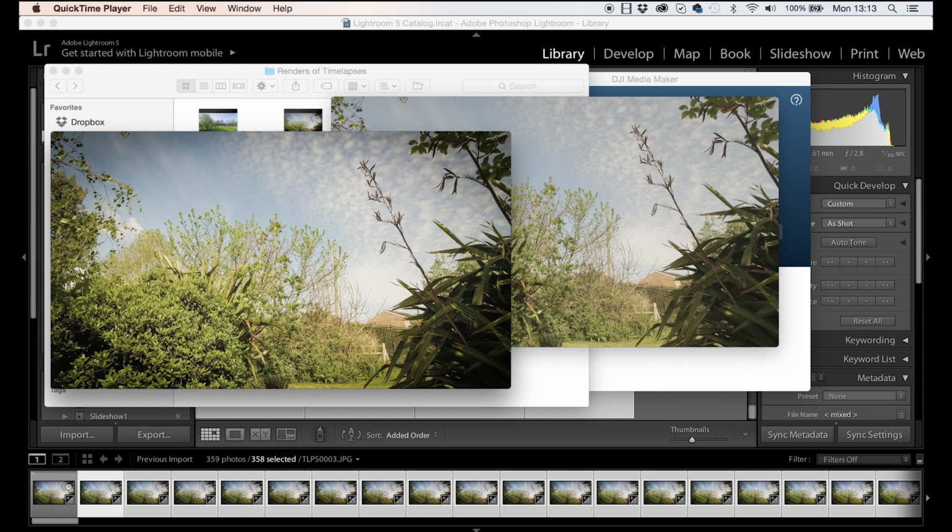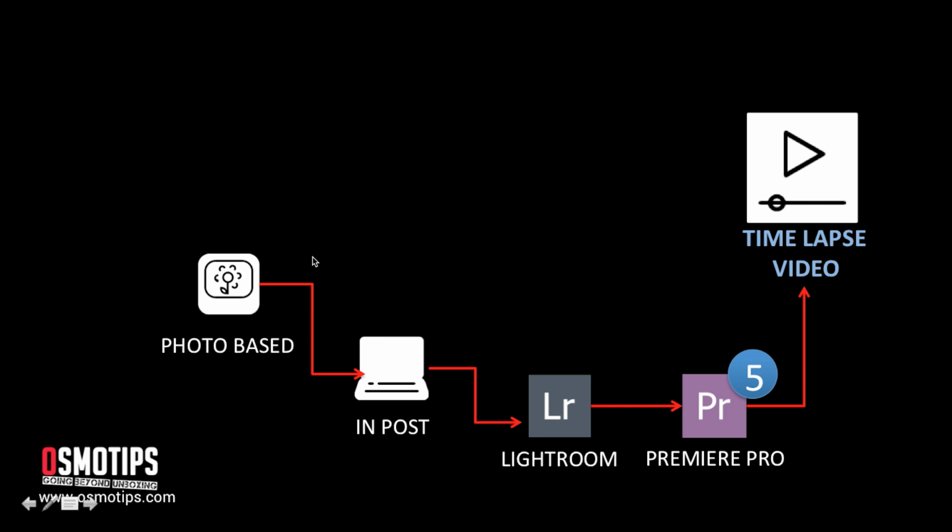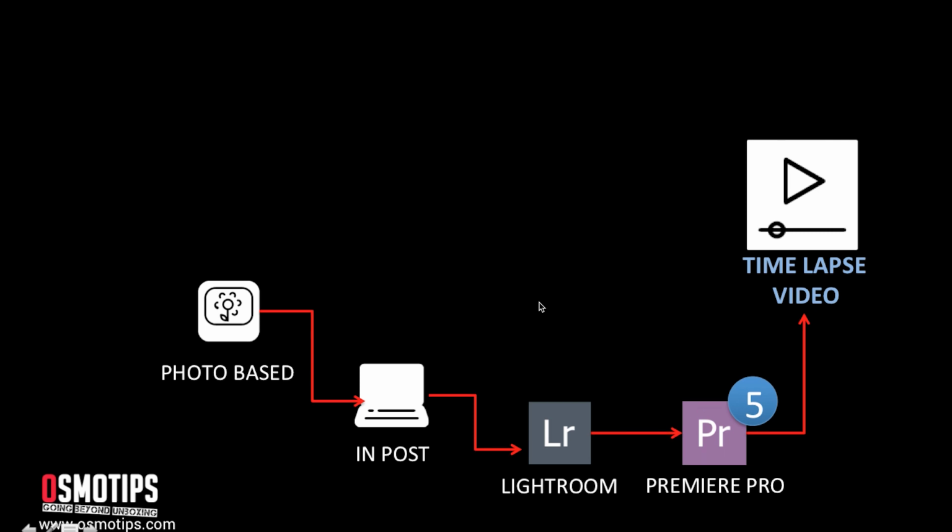We have one more to go, so if you're still with me, congratulations and thank you for sticking around. The last method we're going to cover is again photo-based, and everything happens in post-production. We can take the photos from Lightroom that have been processed, the ones we used in method number 4, and instead of going through the DJI Media Maker app, we can come into Premiere Pro with those images. Or if you don't want to mess around with Lightroom, and this is the method I want to show you, you can come straight from the images coming out of the DJI Osmo and bring them into Adobe Premiere Pro to create the time-lapse video. So let's see how that works.